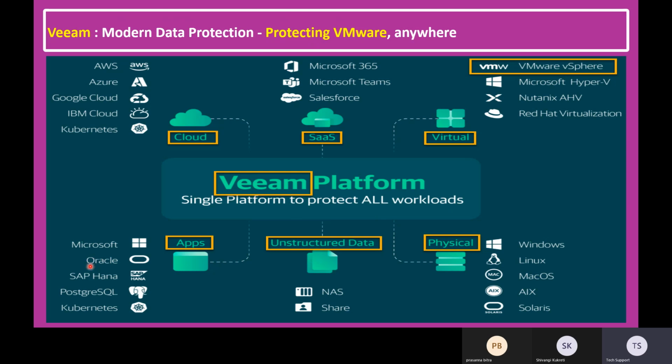Similarly for database software, Oracle, SAP HANA, PostgreSQL, and Kubernetes. Kubernetes is a container cluster technology. It's also supported for cloud environments. The most popular clouds are AWS, Azure, Google Cloud, and IBM Cloud, and Veeam supports all of these. And not only Veeam, we also have other third-party tools like Veritas NetBackup, Commvault, and HPE Data Protector. There are so many backup software products available in the current market.